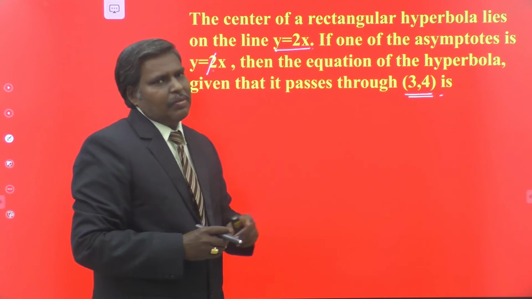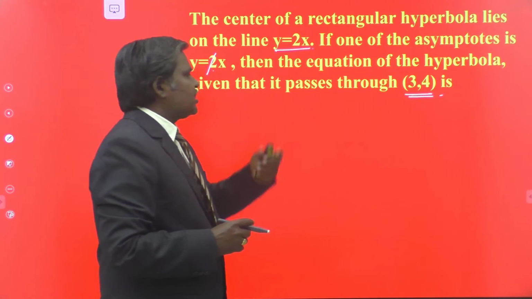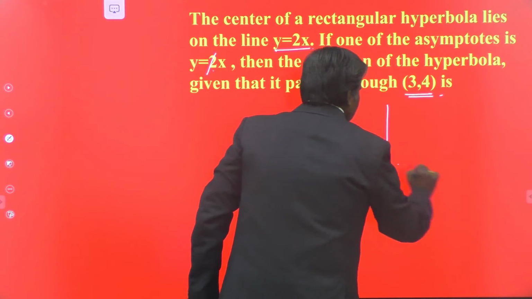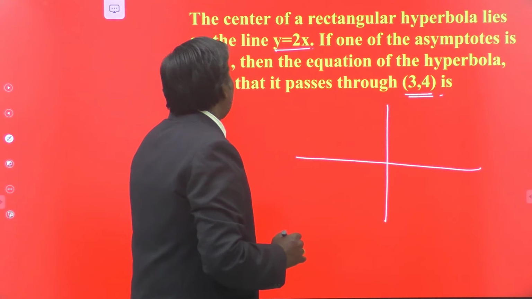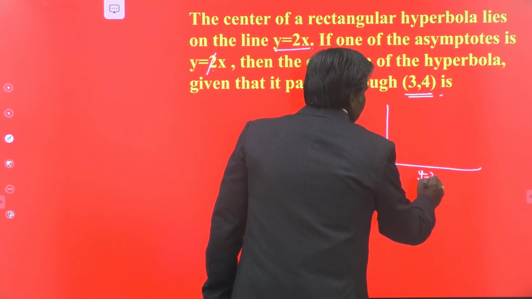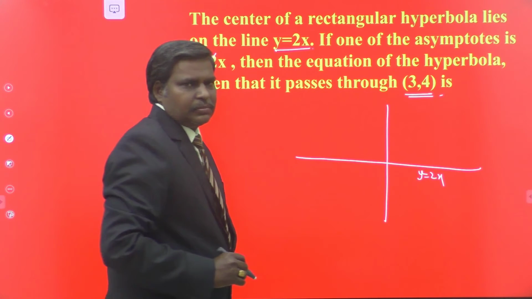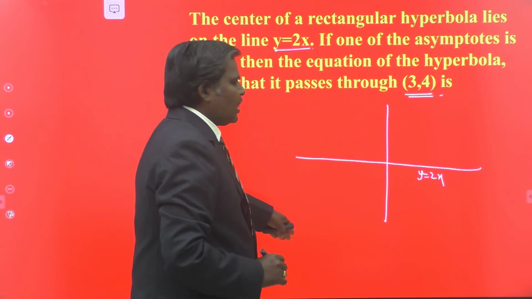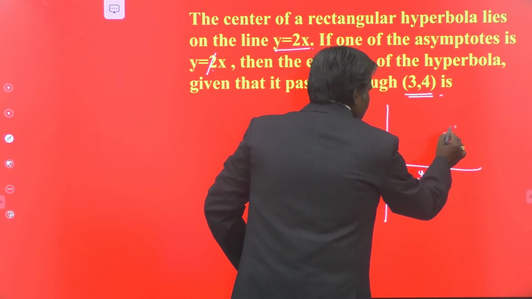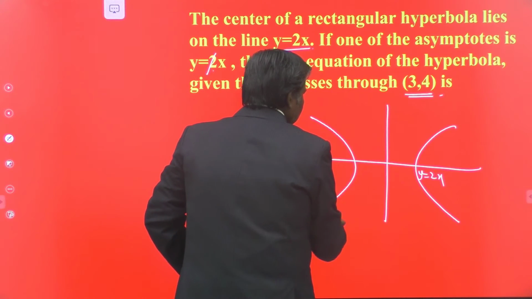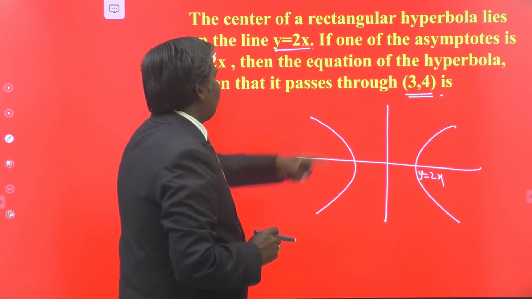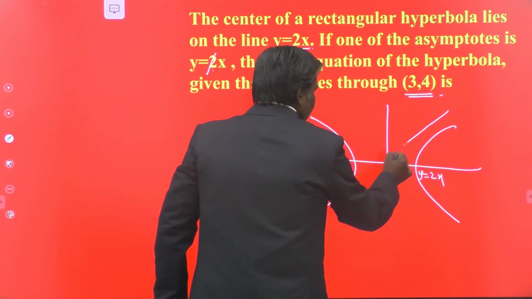So this is also a problem related to the concept of asymptotes. So from that concept, let us draw the rough diagram. Your center lies on the line y is equal to 2x. Suppose this is the rough diagram, say y is equal to 2x is the line. Actually y equal to 2x is the line passing through the origin having slope 2. For the rough diagram I am taking it in this manner. This is the hyperbola. Understand? And y is equal to x is one of the asymptotes. This is y equal to x.